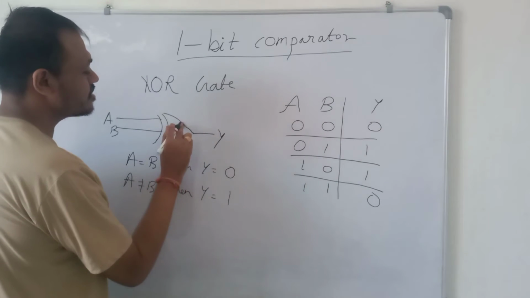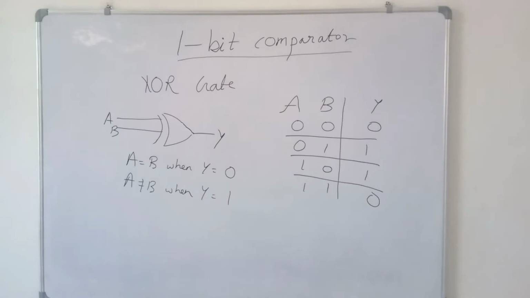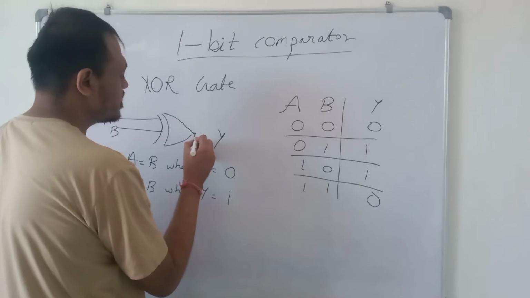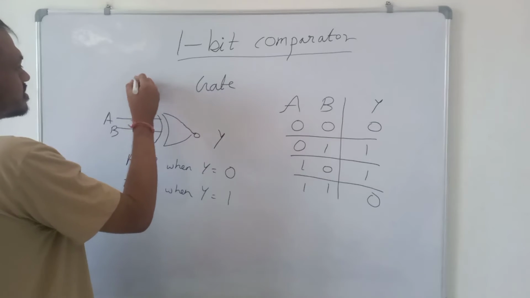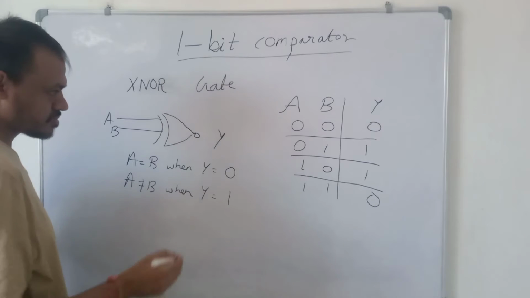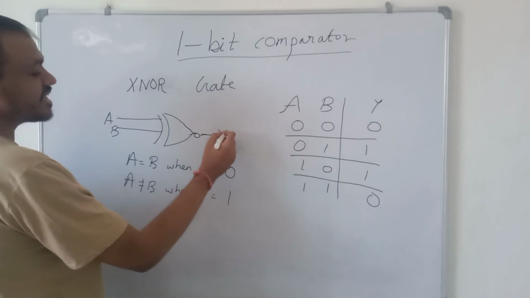So this is the XOR gate symbol. Now there is one more gate called the XNOR gate. The XNOR gate symbol is like this. There is a bubble at the output and it is connected to Y.